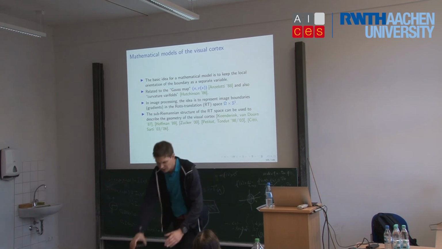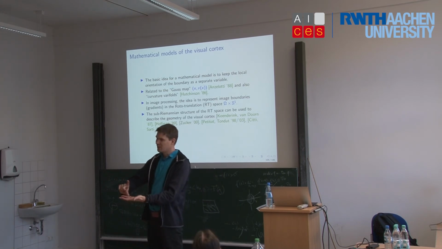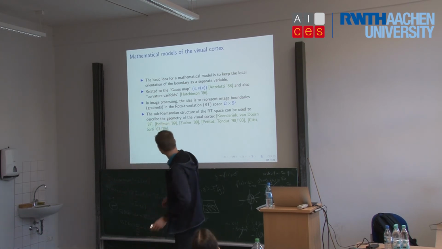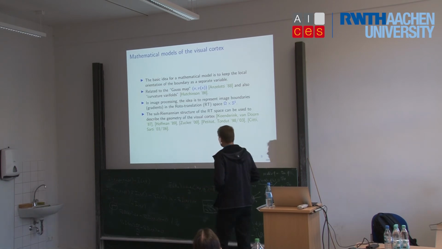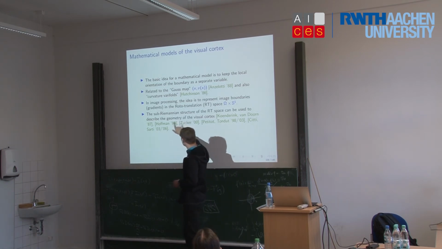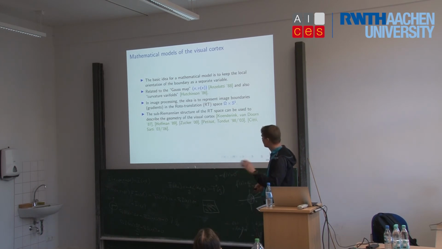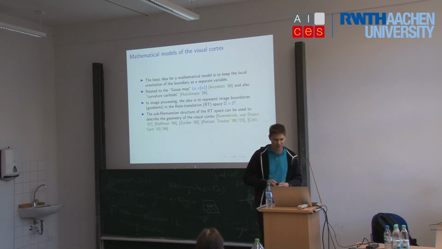So it's a space where you take the image domain and the third dimension, which is the local orientation. Okay, so a gradient then lives, according to its orientation, in a different 3D coordinate. I will show an example soon. There's also a sub-Riemannian structure connected to this rotor translation space, which has been used to describe the geometry of the visual cortex. There are many works that made use of that.